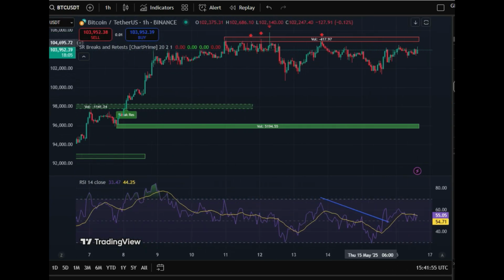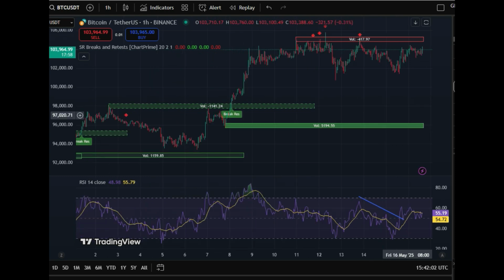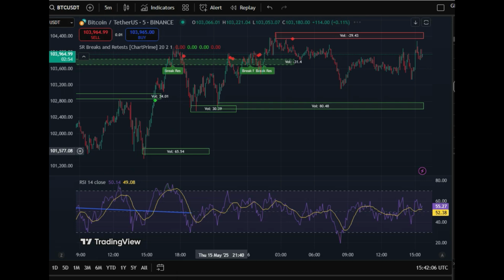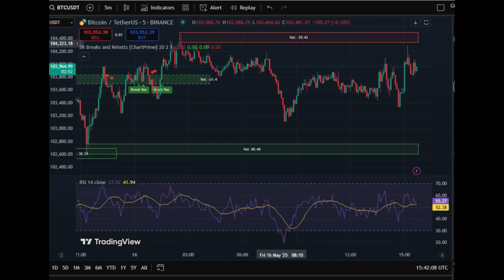Look at this. This is the ultimate resistance for Bitcoin. And if we break this ultimate resistance, we can go much higher than usual. And that we can see on the 1-hour chart. On the 5-minute chart, we have a similar thing.